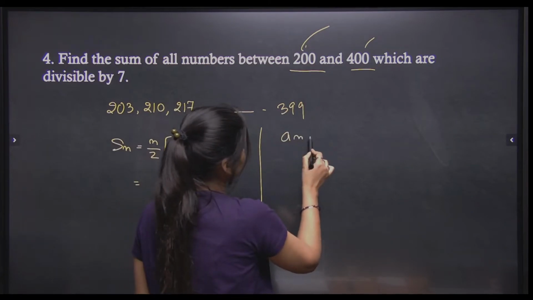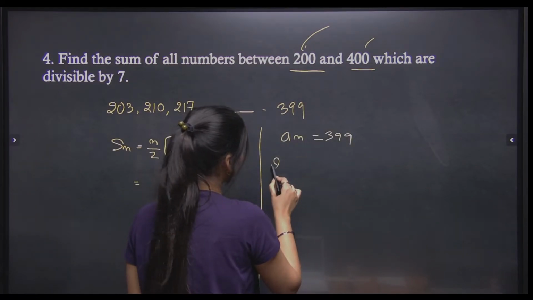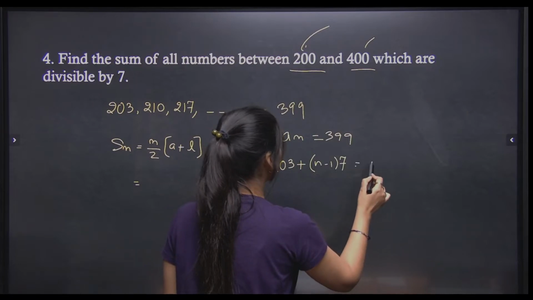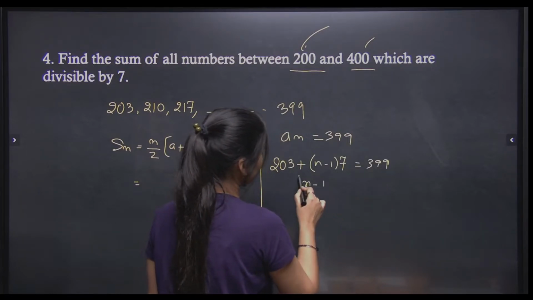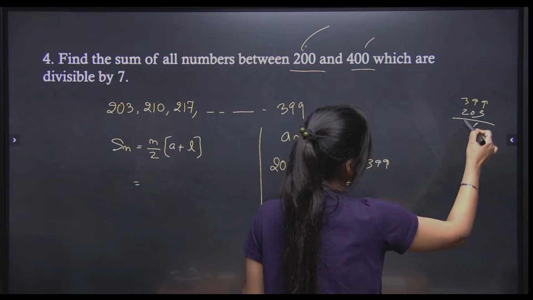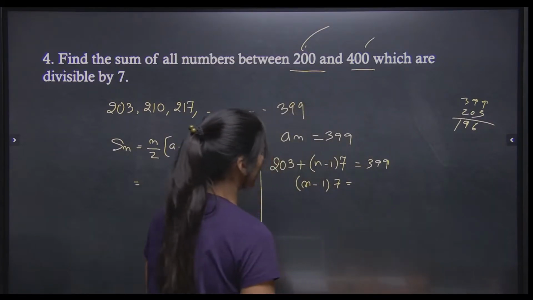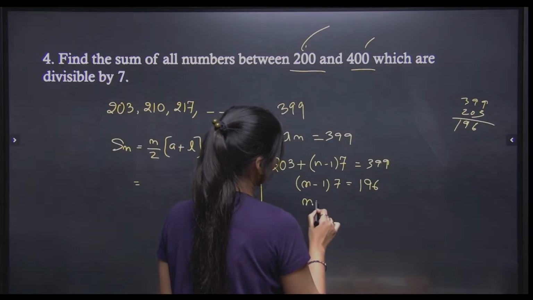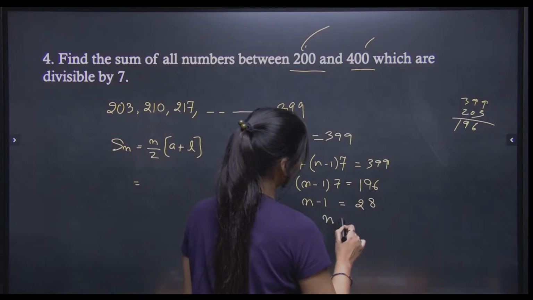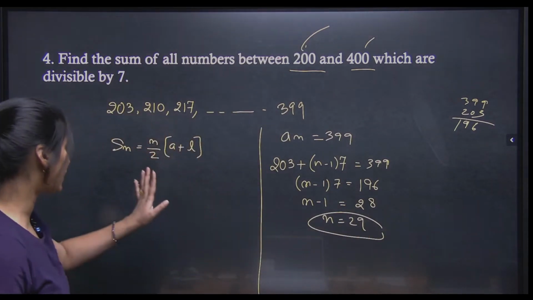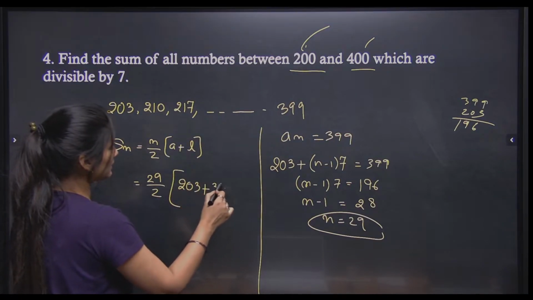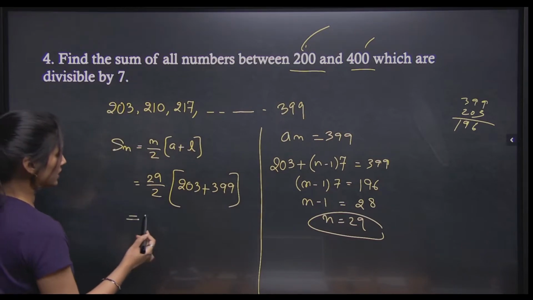So an is nothing but 399, and according to the rule, 203 plus (n minus 1)d is equal to 399. So (n minus 1) times 7 is equal to 399 minus 203. So it is 196. Okay, so n minus 1 is equal to 28, so n is nothing but 29. So we can use it. So it is 29 by 2, a is 203 plus L is 399. Okay, use it and solve it.